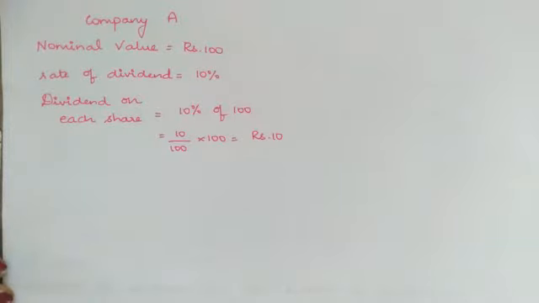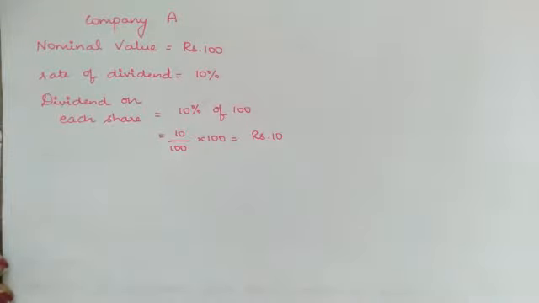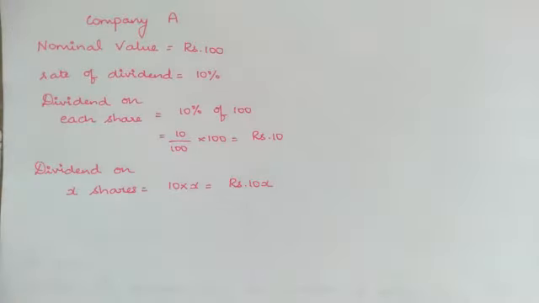We don't know how many shares he actually has. Let us suppose he has X number of shares. For these X shares, the dividend paid will be rupees 10 into the number of shares, so 10 into X, 10X. This was the income received by Gopal from company A.